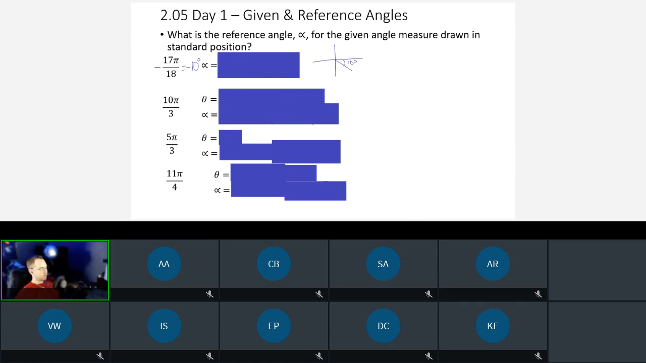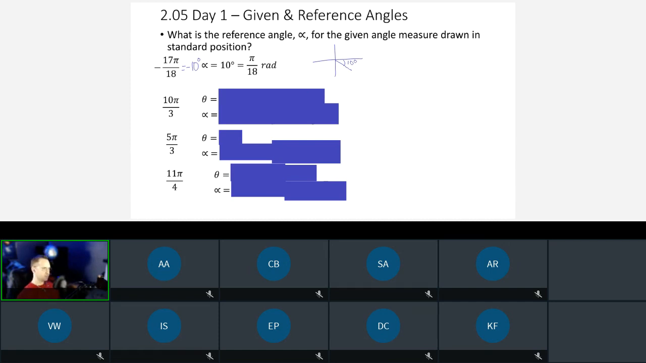All right, so in one of, I think in 2.05 day one, I'll let you all go back to that lesson. There is a page that has the formulas to calculate these reference angles. So this one is going to be just 10 degrees. And visually you can see that. If I go clockwise 10 degrees, well, the angle made with the x-axis is 10 degrees. So that one's pretty easy.